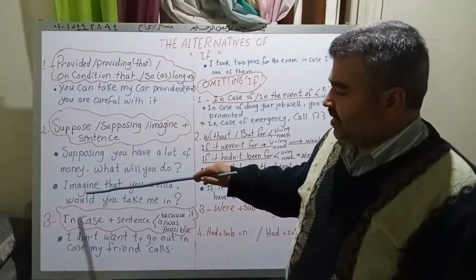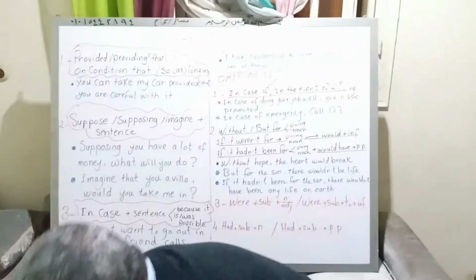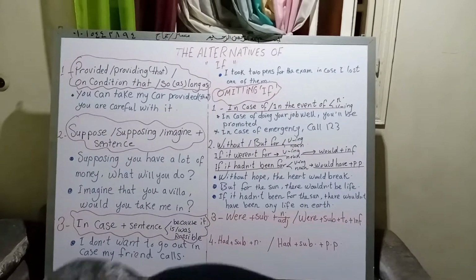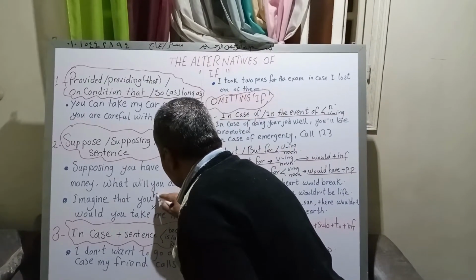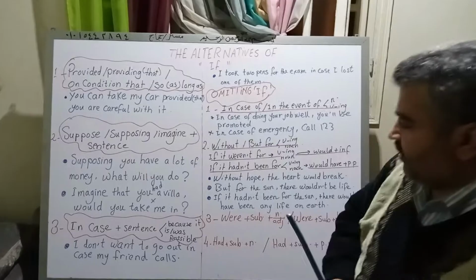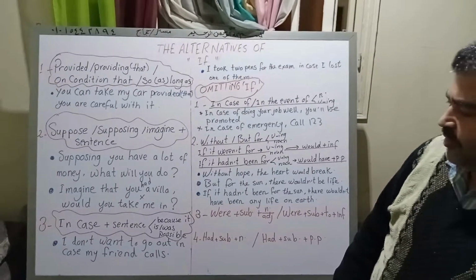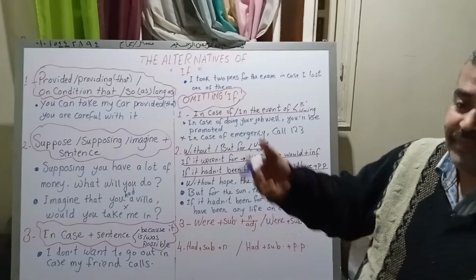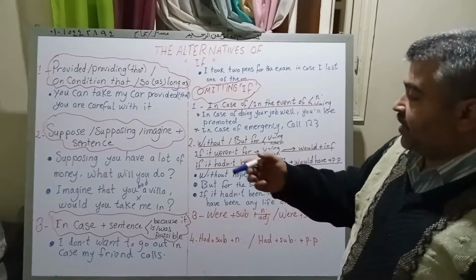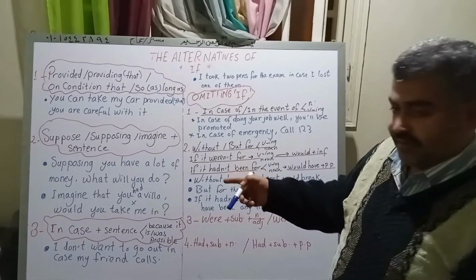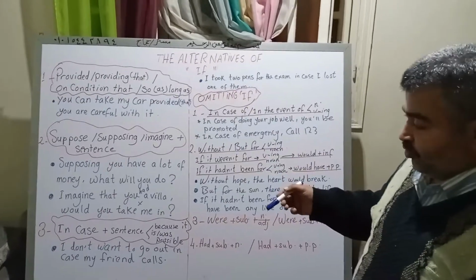The second example is: imagine that you had a villa. Would you take me in? Here is an imaginary situation. I imagine I don't have a villa, but I say imagine that you had a villa. Would you take me in? This is an imaginary situation.